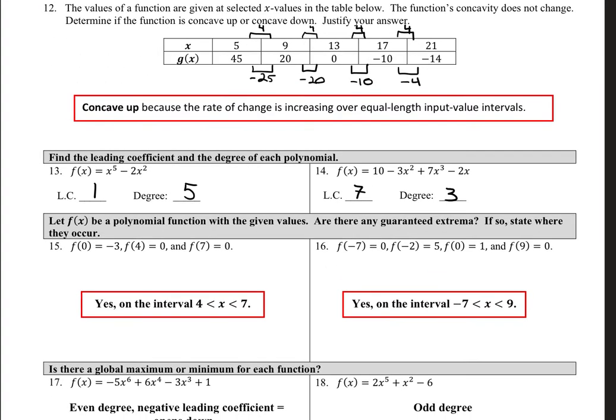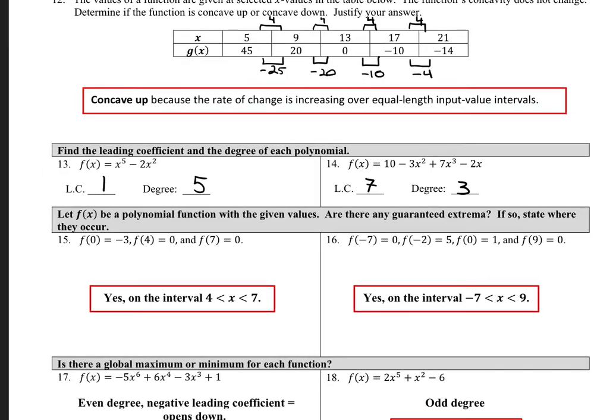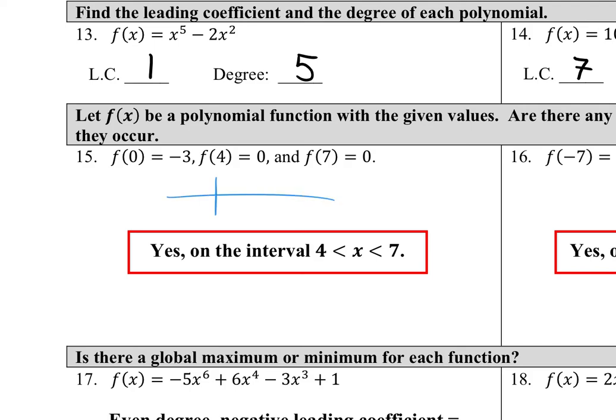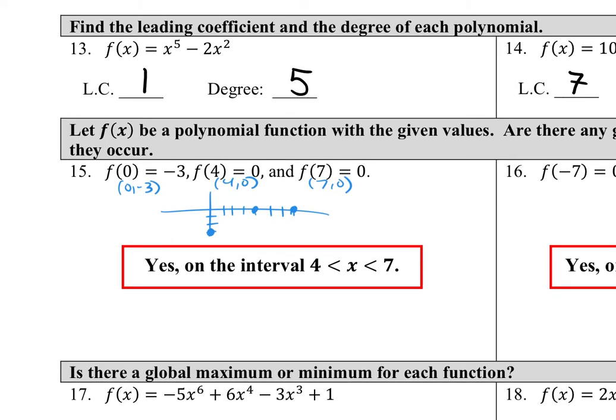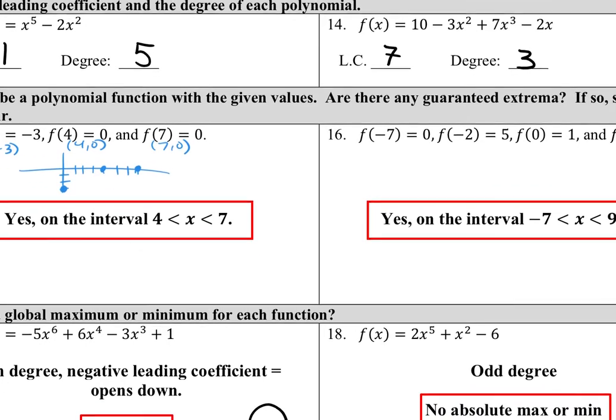13 and 14, leading coefficient and degree. 15 and 16, guaranteed extrema. So for my view, I actually like to plot those things to see what they look like. So maybe I would recommend the same thing. Like if I had, this would be 0, -3, this would be 4, 0, and this would be 7, 0. 0, -3 is down here. 1, 2, 3, 4, 0, 5, 6, 7. So I know it's going to go up and come back down again, or come down and come back up again on that interval. And that's the only interval I can guarantee has a local extrema. So I would have done the same thing for 16.